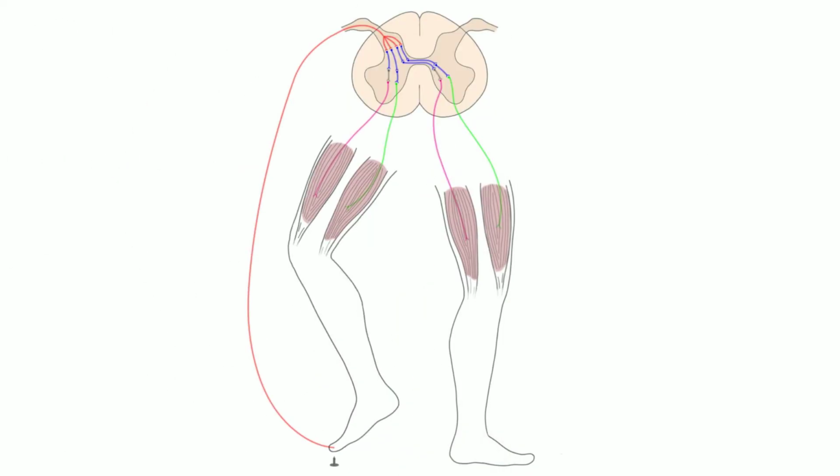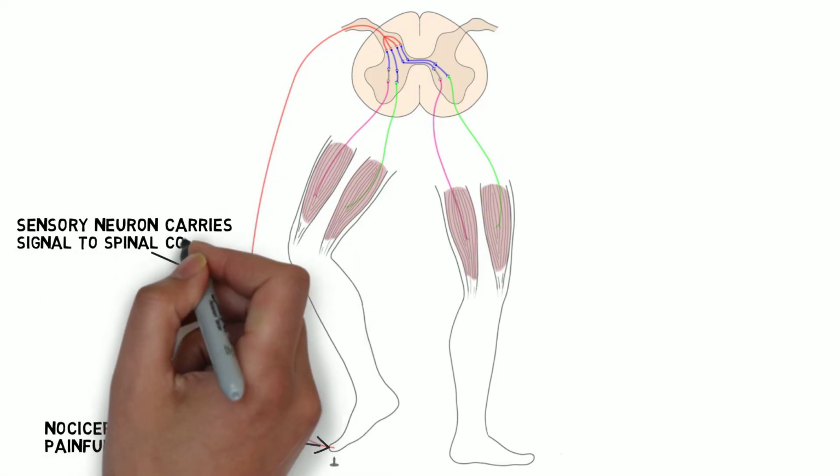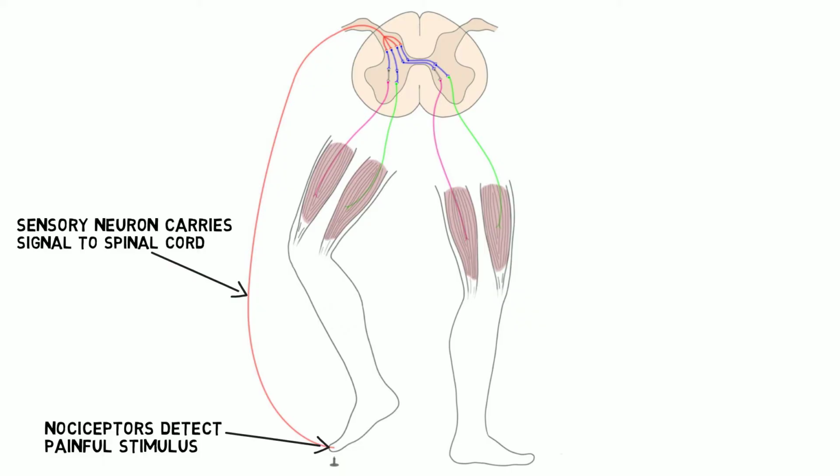The withdrawal reflex is a polysynaptic reflex, as it uses neurons called interneurons to pass signals from sensory to motor neurons, creating multiple synaptic connections. The reflex begins when a painful stimulus is detected by receptors called nociceptors, which are specialized to detect noxious stimuli. The activation of nociceptors leads to an action potential in a sensory neuron, which carries the signal to the spinal cord, where multiple reflex pathways are activated.